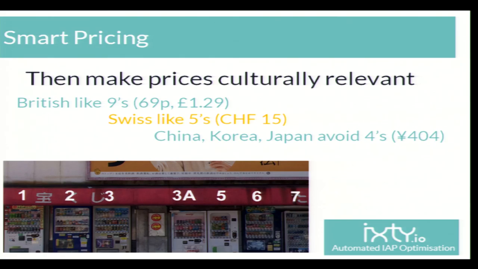Next thing we do is something we call smart pricing. We change the prices so that they don't look silly or don't put people off. In Britain and in America, people like prices like £9.99, £1.29. You do not want something coming up as £1.22. You might actually make more money if you put the price up to £1.39. It just seems to work that way.